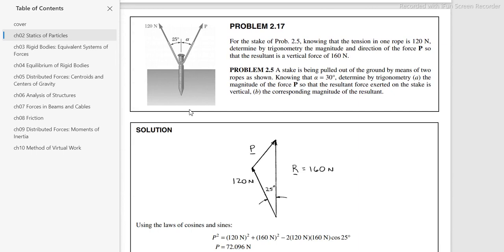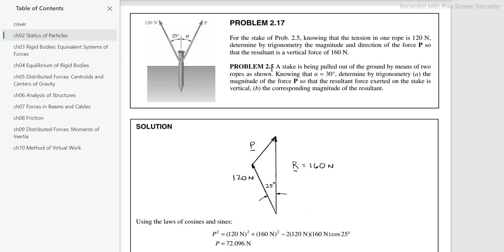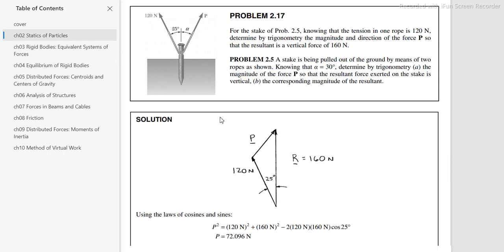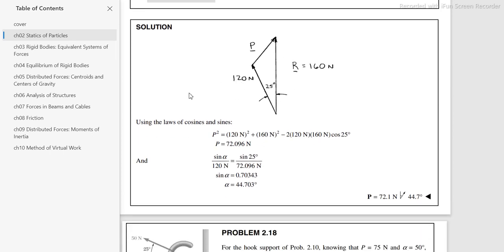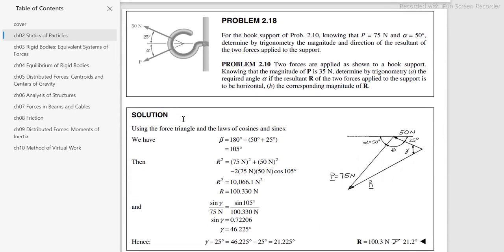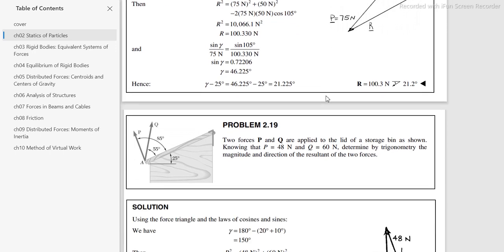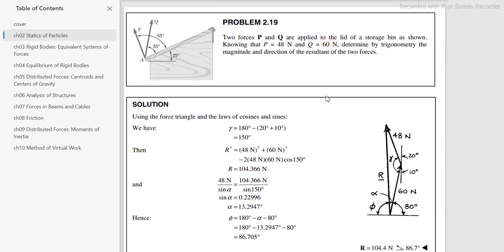Problem 2.17, for the stick of problem 2.5, another similar problem, the free body diagram and the solution. Problem 2.18, for the hook support of problem 2.10, same question as previously seen, and the solution is. Problem 2.19.